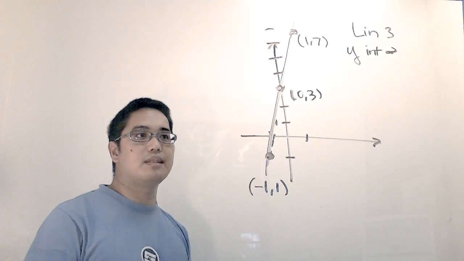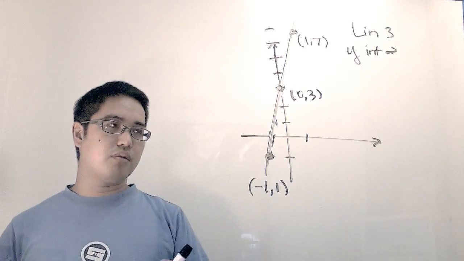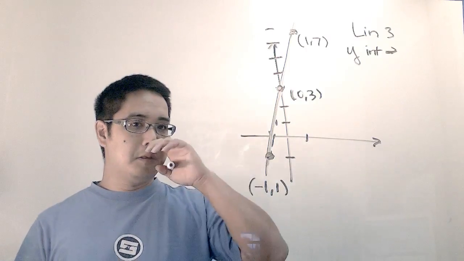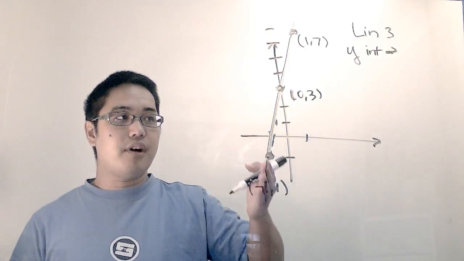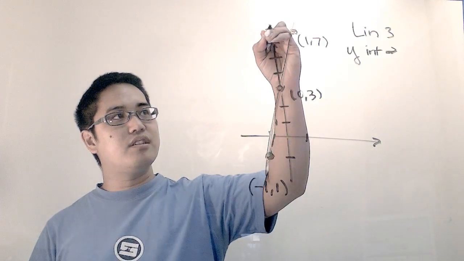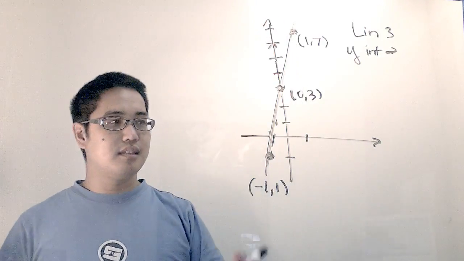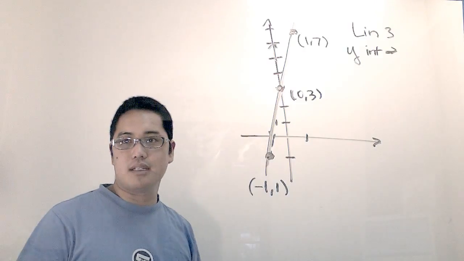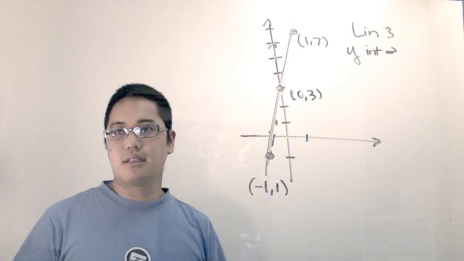Well, the y-intercept is pretty simple. It's basically where x equals 0, and what is the y value at x equals 0? Basically, where does this thing cross the y-axis? This vertical axis being the y-axis, that crosses at the number 3.